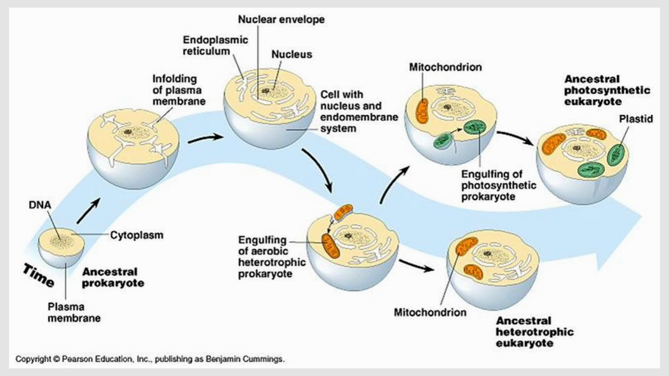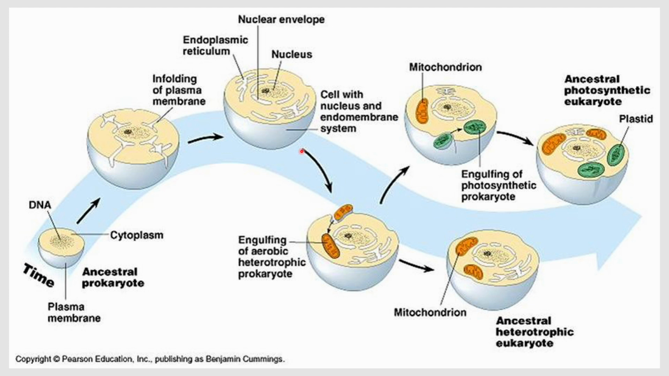So, to put this into perspective in the form of a timeline here, right? We start off with our original ancestral prokaryotic cell, and eventually, we began to have these infoldings of the plasma membrane. This infolding of the plasma membrane led to the endoplasmic reticulum, the nuclear envelope, and the nucleus forming to protect these different structures.